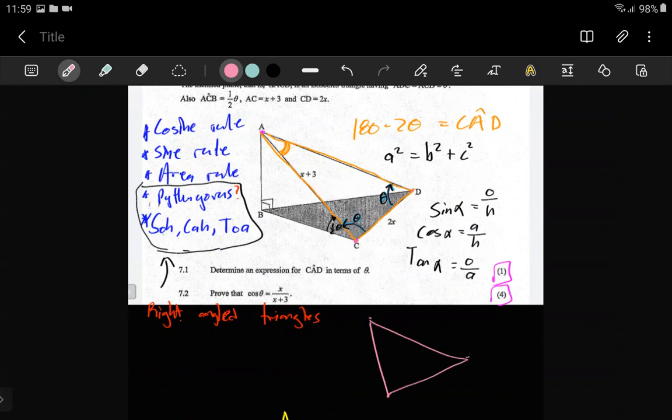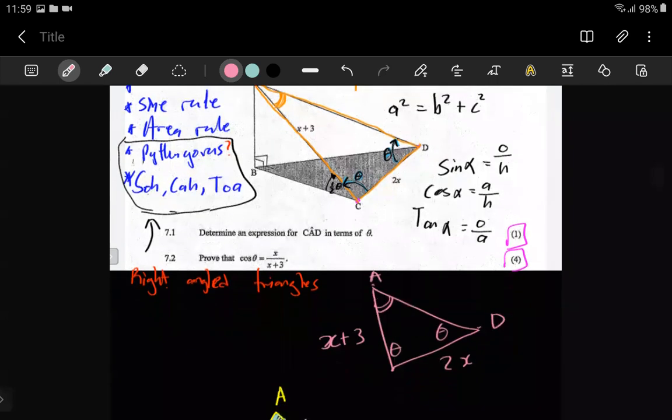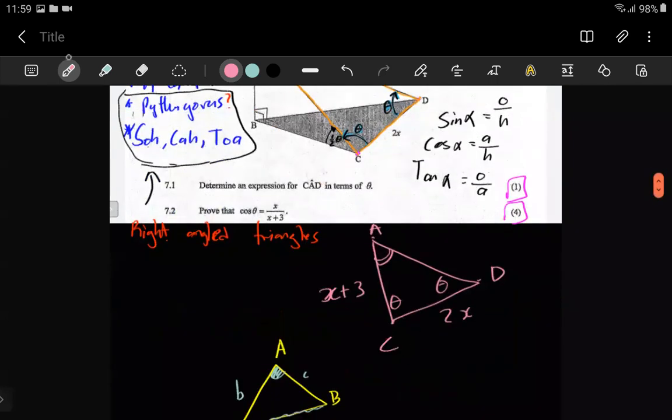Apart from focusing on that one for a bit, it looks like the main one to focus on, because the rest almost look a bit useless. Because here we have x plus 3, and then here we have 2x, and then here we have theta, here we have theta, here we have 180 minus 2 theta if we ever need it. Up here there's A, this is D, this is C.